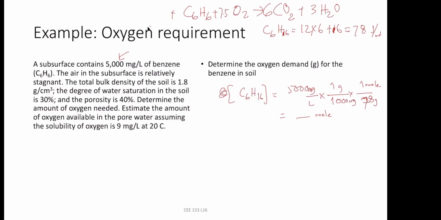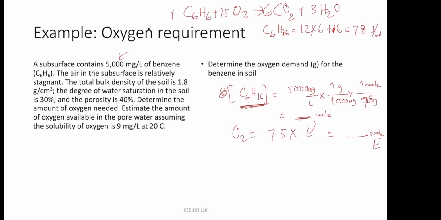So you need how much moles of this one present. So that means oxygen required is 7.5 times whatever is here. Okay, that's moles. So you know that in terms of moles. Now the question is how much. Total bulk density is 1.8. That's per liter of water. But now how much water do you have to treat? That's what you have to find out next.